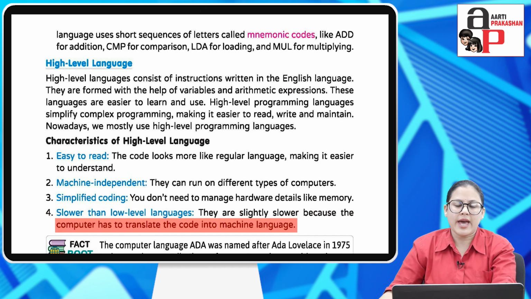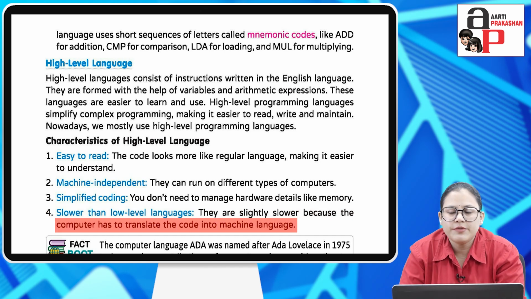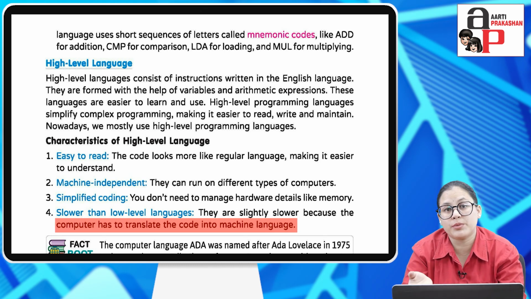So the characteristics of high-level languages are, first, these languages are easy to read because here code looks like English language, meaning regular language. They can run on different types of computers, meaning these languages are machine independent. They can simplify coding, and these are slower comparatively to low level languages.